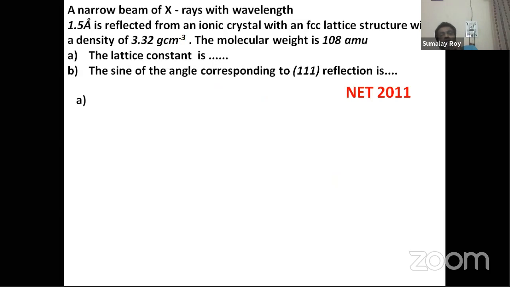Now we have studied Bragg's law, so we can solve this problem now, 2d sin θ equals nλ. A narrow beam of X-rays with wavelength 1.5 angstrom is reflected from an ionic crystal with an FCC lattice structure with a density of 3.32 gram per centimeter cube. The molecular weight is 108, and you have to find out the lattice constant.